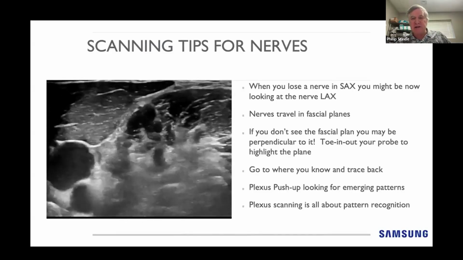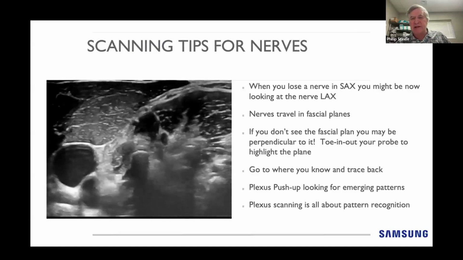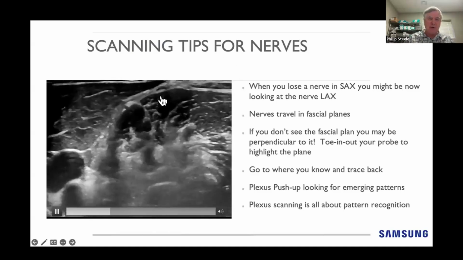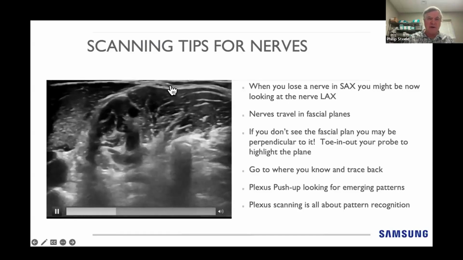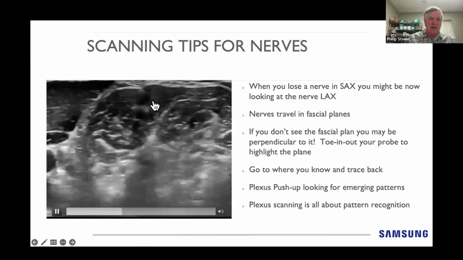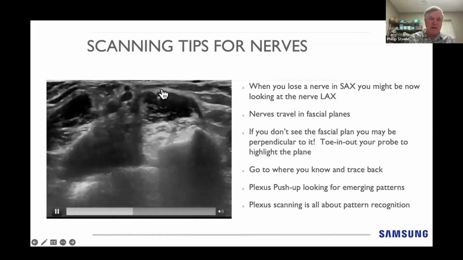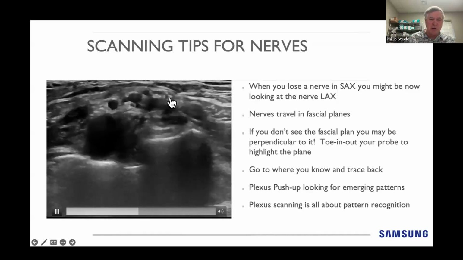Now, scanning tips for nerves: anytime you are following a nerve in short axis and you lose it, the nerve switched planes and you're now looking at it in long axis. So this is an example here of these nerves, the supraclaviculars, and then right here is C5 and 6. And then through all of these planes are these small little branches.